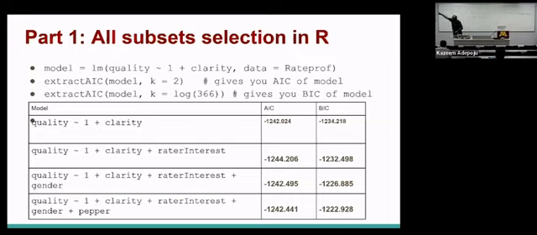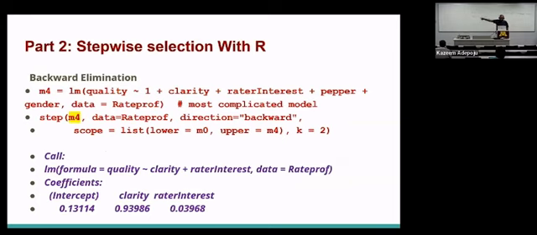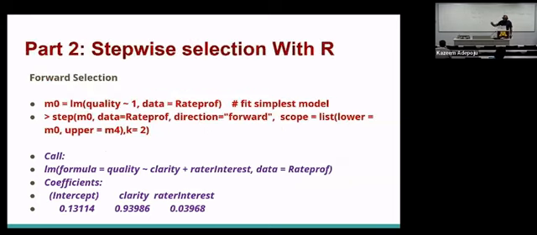This is what we call the best subset selection. And then you consider the stepwise: the backward, this is a cardinal, and the forward, this is a cardinal. So we have best subset selection, backward, and forward. That's what I walked you through today. Any question?